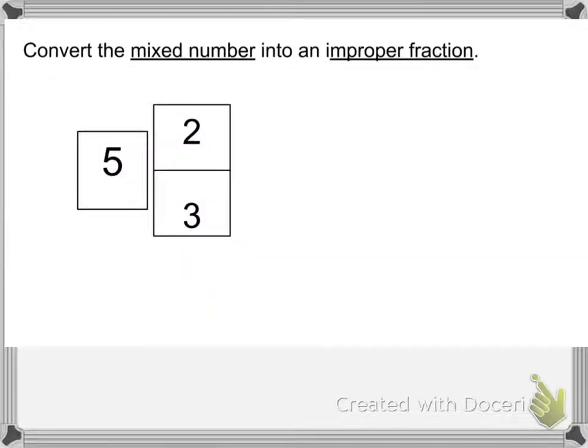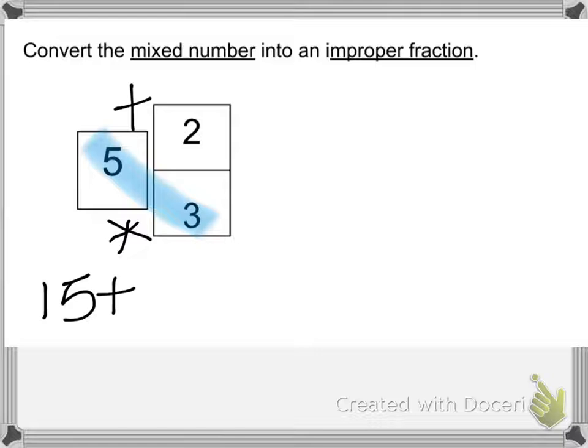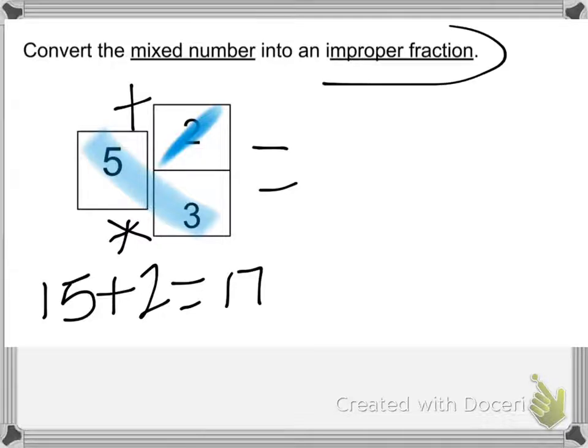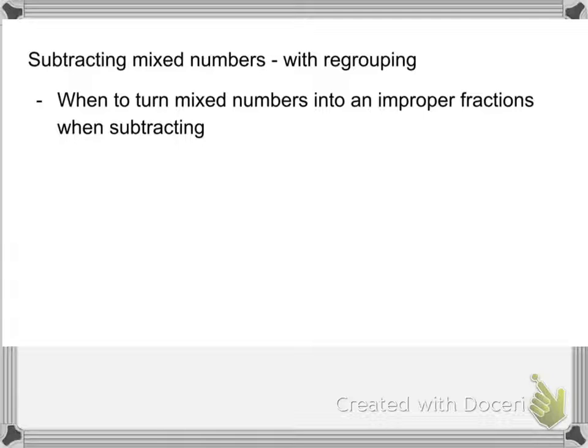Next slide, get out that scratch piece of paper, convert it, and then press play. Again, I'm going to multiply my whole number, so 5 times 3 plus 2. 5 times 3 equals 15, and then plus 2 equals 17. So my improper fraction is 17 thirds, or 17 over 3. All right, my next slide here.